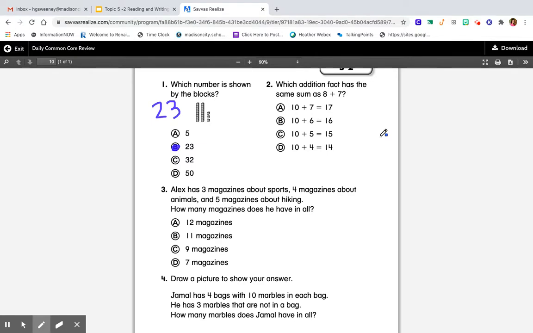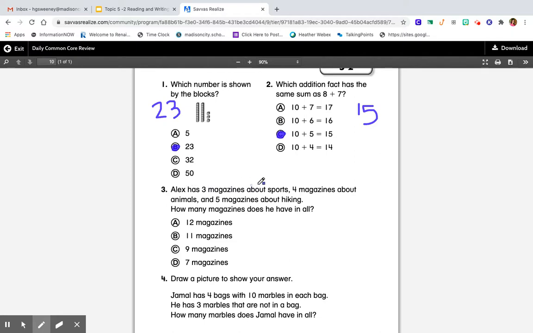Which addition fact has the same sum as 8 plus 7? Okay, so I know I need to first solve 8 plus 7. 8 plus 7 equals 15. So now I need to look and see which one of these addition sentences also has the same sum of 15. This one has 17, 16, 15. So choice C, 10 plus 5 equals 15, which is the same as 8 plus 7, that equals 15. Now let's go to number 3.